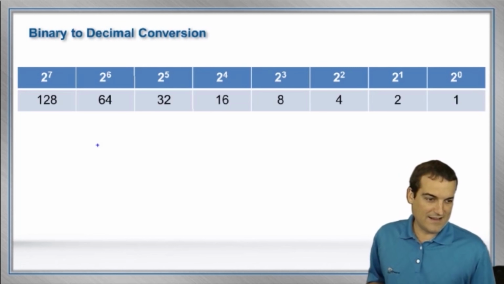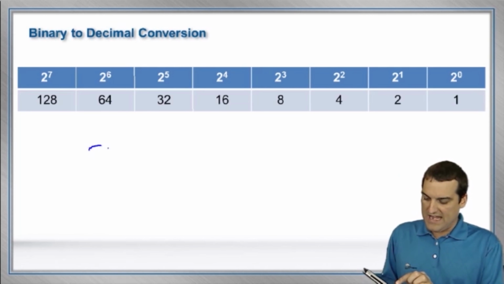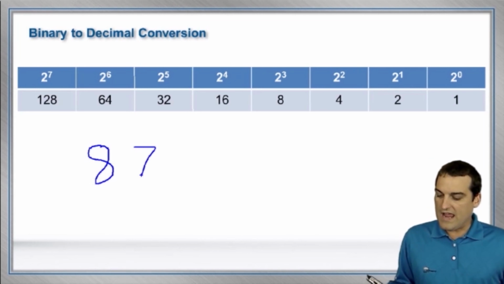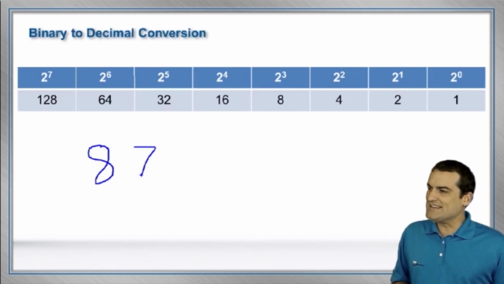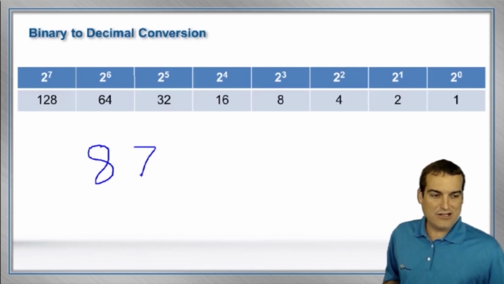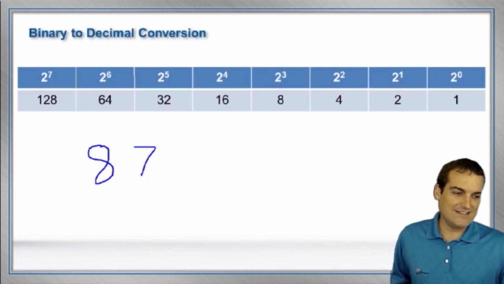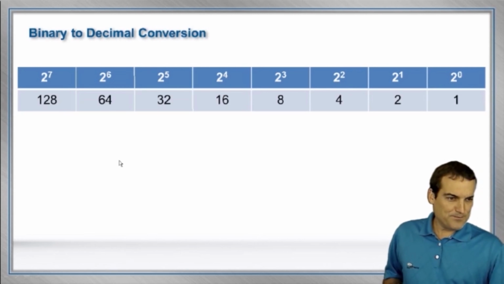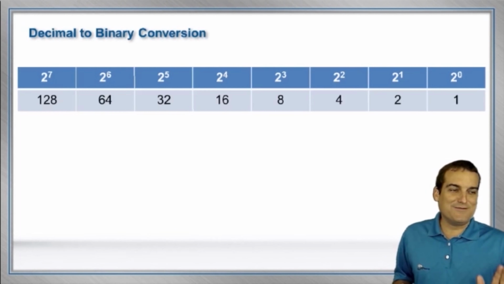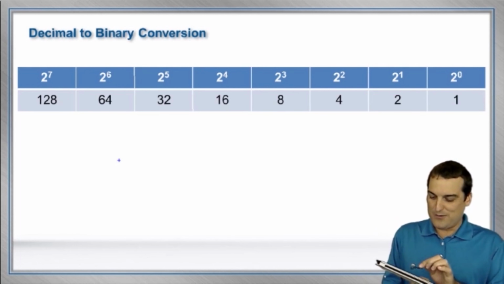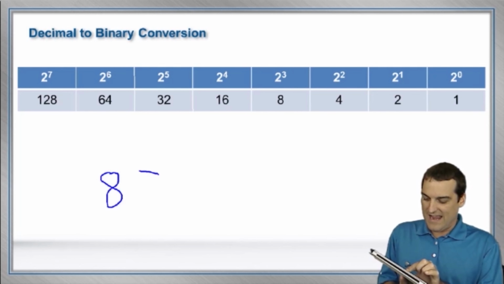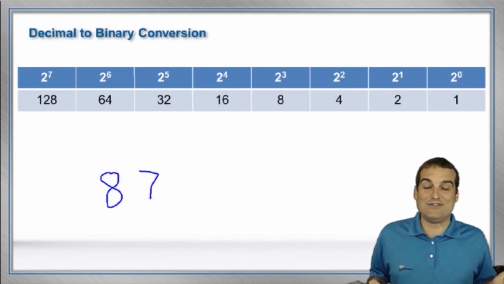Okay, so let me get my drawing tool out here. We have the number 87. Now what you do to convert, oh, wait a minute. The title of this slide is binary to decimal conversion. Okay, decimal to binary. There we go. So we're going to do our decimal to binary. I was right. We're going to go with 87 as an example of some decimal number.